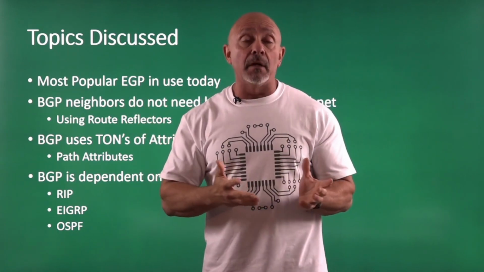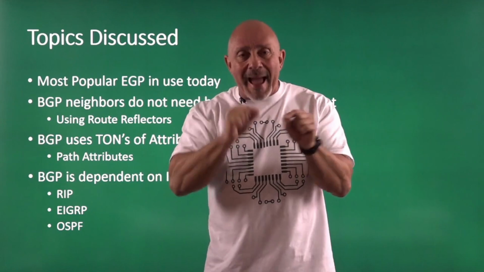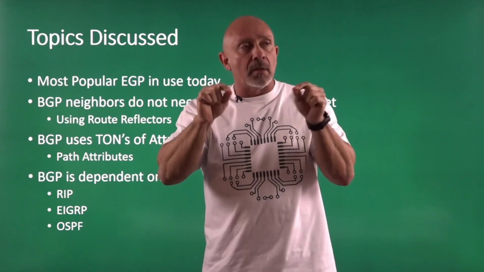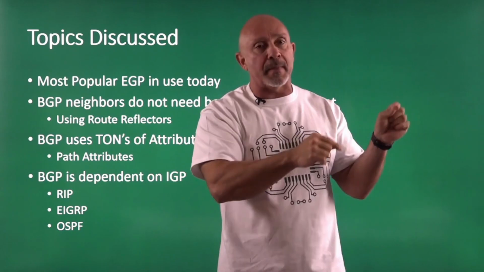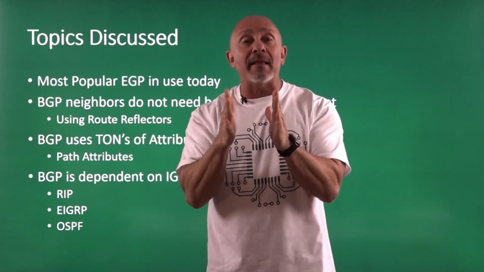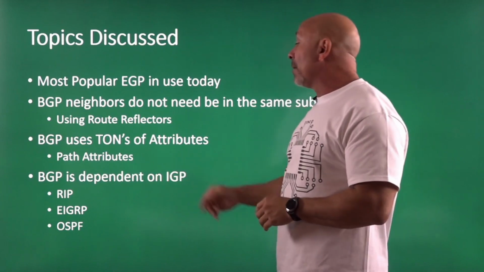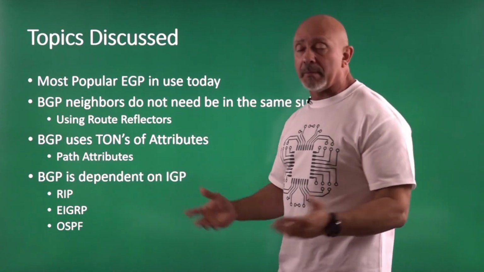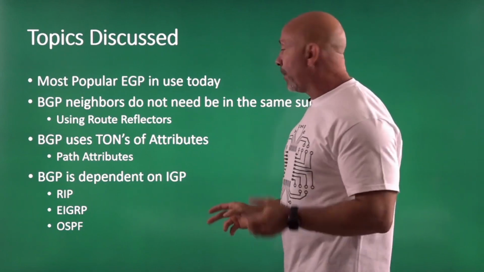If they're exterior BGPs, it's going to calculate, keep adding. Okay, well, I got to go through this path, and I got to go through this path, and I got to go through this path. So the one with the lowest path wins. That's pretty much it. All right. And BGP is dependent on an IGP because it's not aware of its surroundings. All right. It needs an IGP to help it along.